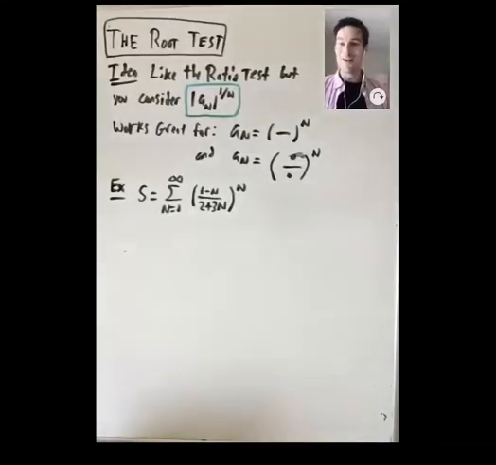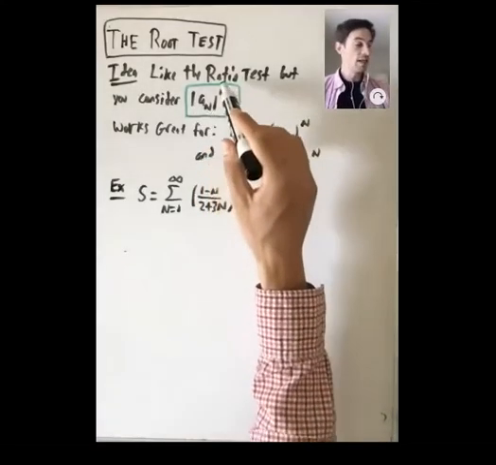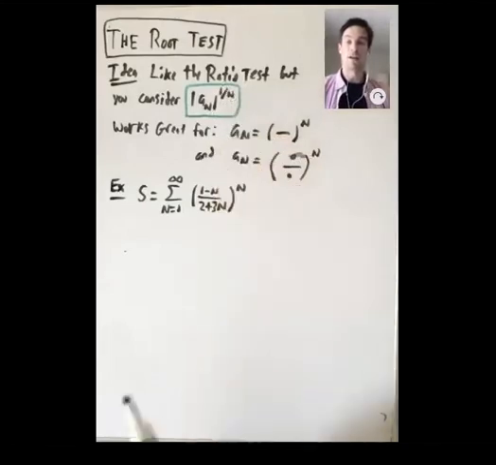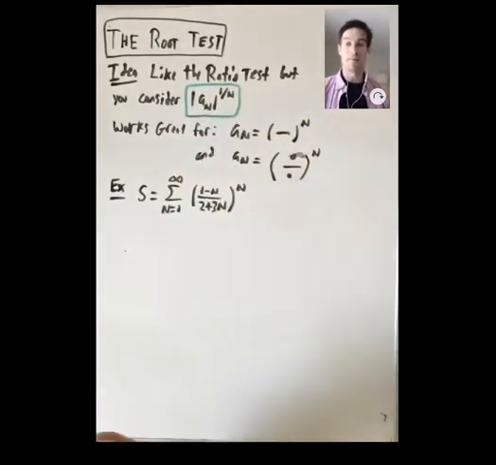In this video, I want to introduce the root test. The idea behind the root test is just like the idea behind the ratio test. In the ratio test, we looked at a limit as n goes to infinity of absolute value of a_(n+1) over a_n. Here we're going to do the same thing, but instead we'll look at absolute value of a_n raised to the 1 over n power. So the nth root of absolute value of a_n.